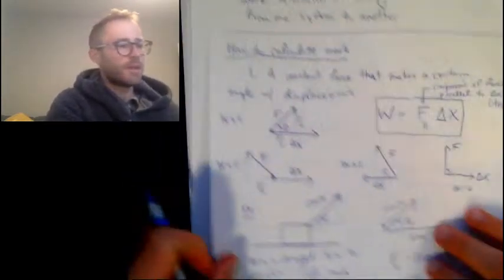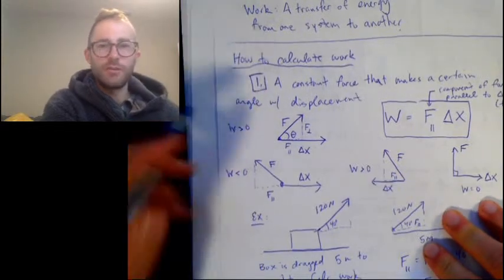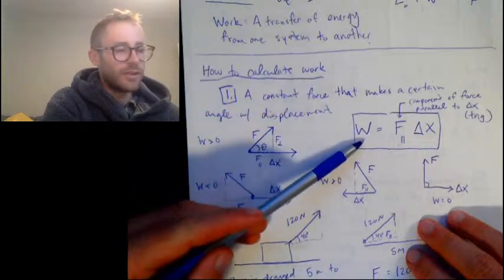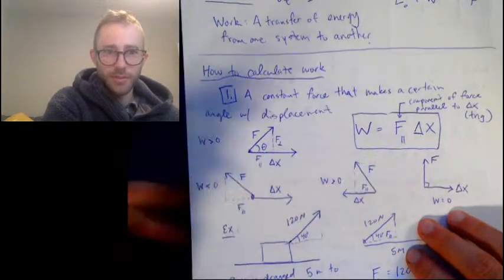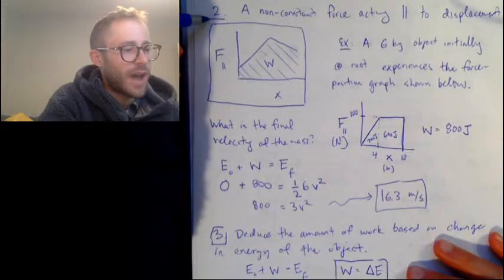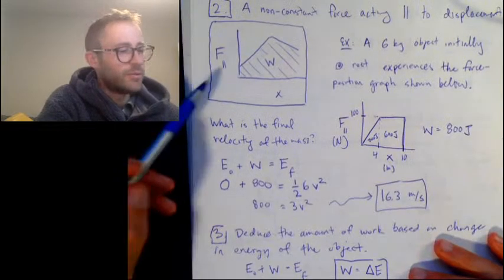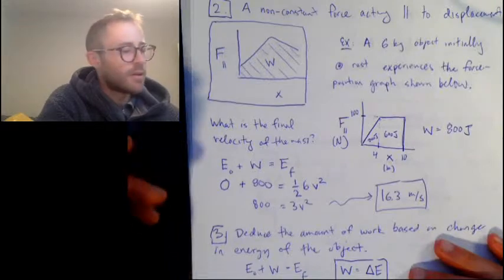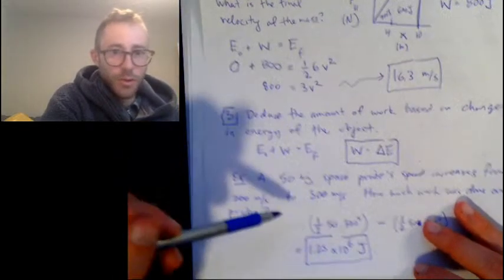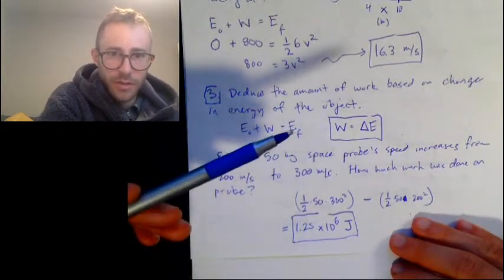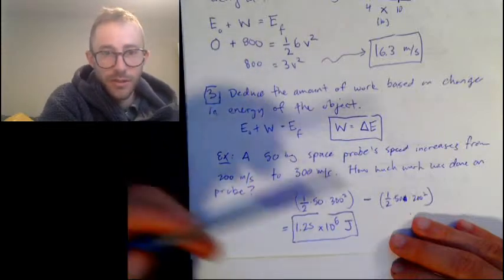So let me review them. The first way is if you have a constant force that is making a certain angle with the displacement. In that case, it is F parallel times the displacement. If you have a non-constant force that is acting parallel to the displacement, you would take the area under the force position graph. The third way, which always works no matter what, is you look at the change in energy of the object, final energy minus initial energy, and that's the amount of work done.